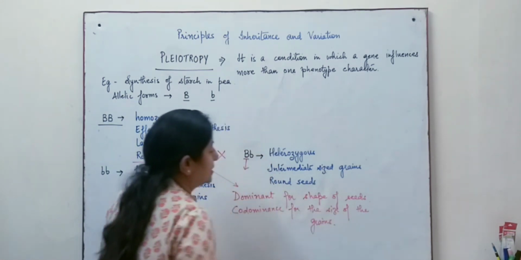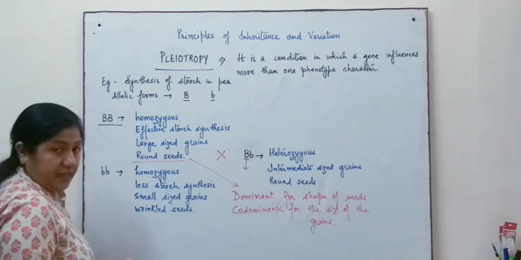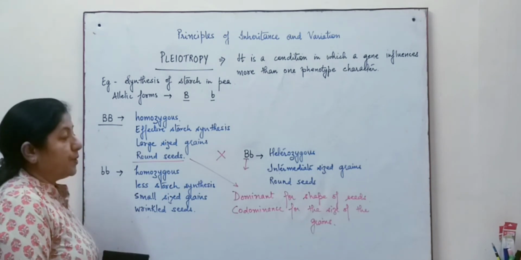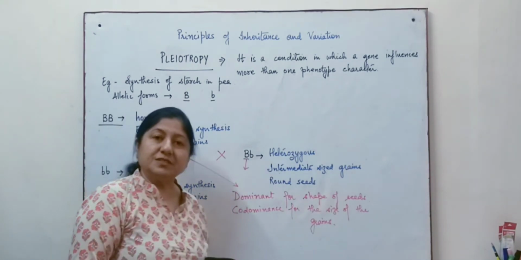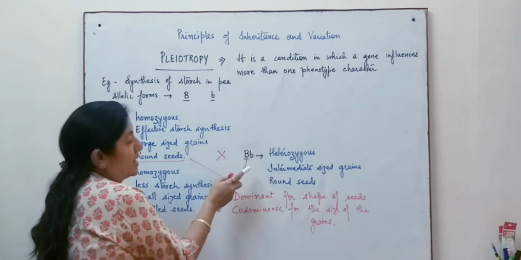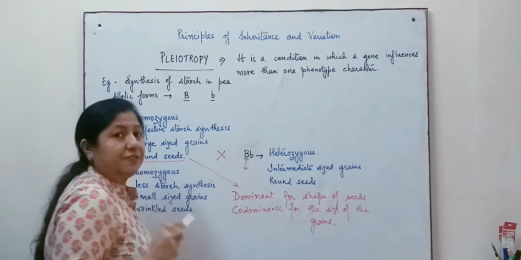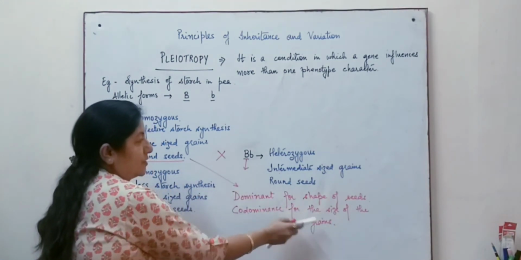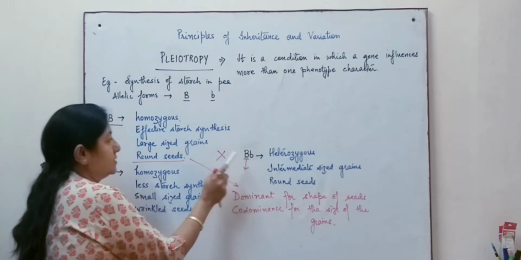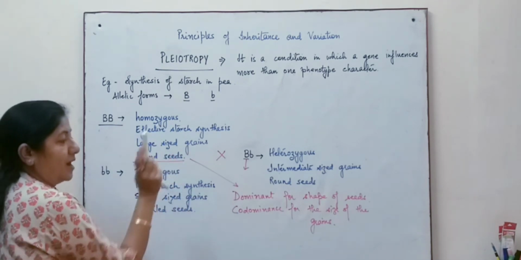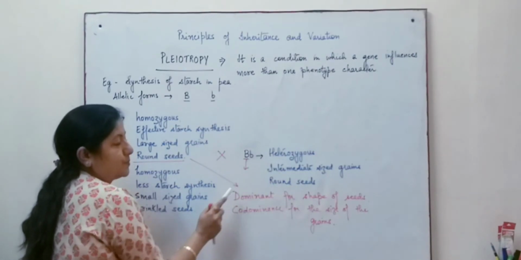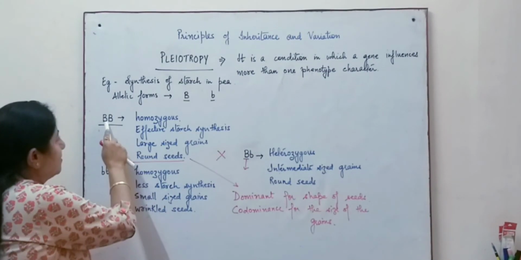So we can conclude that here this gene B is controlling more than one phenotype character, where it is regulating the shape of the seed and the size of the grains. But in heterozygous condition, it is unable to express itself completely for the size of the grain, because we are getting intermediate size grain, whereas if it is a homozygous condition, then we are getting large size grain. However, it shows complete dominance for round seeds.